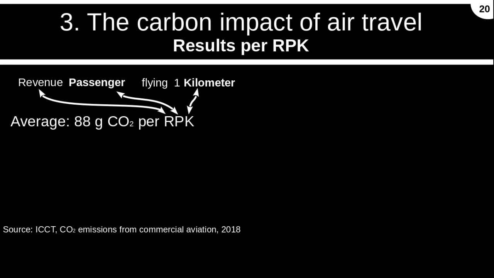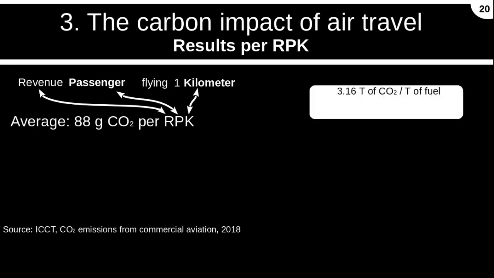But what sources of global warming does this include? If you read the source document, you'll find the emission factor. It's 3.16 tons of CO2 per ton of fuel. That is to say, 2.5 kilograms of CO2 per liter of fuel, using a density of 0.8. This only includes CO2 emissions during the flight, as seen on slide 7.